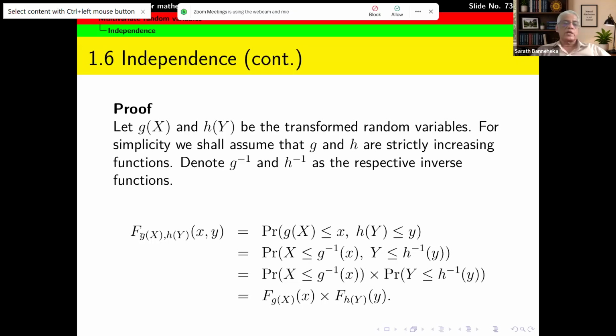So therefore, it shows that the joint cumulative distribution function of g(X) and h(Y) is equal to the product of the individual marginal cumulative distribution functions of g(X) and h(Y) respectively. So, according to the definition of independence, this shows that g(X) and h(Y) are independent. This is only a particular case, but you can prove it for general cases as well.